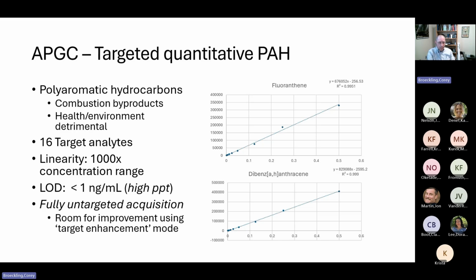So we're doing full time of flight scanning so that we get all of the masses for everything all the time, and we're still getting high parts per trillion sensitivity. So if we had to get more sensitivity, there's actually some tweaks that we could be doing to make that happen. But we're really happy with the sensitivity that we have, and it's fully untargeted.